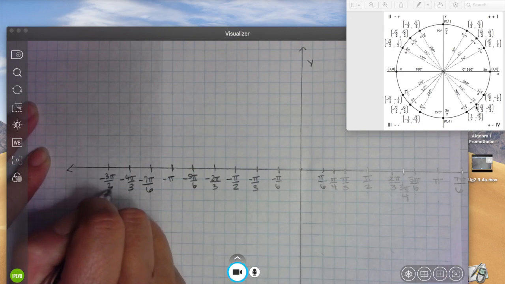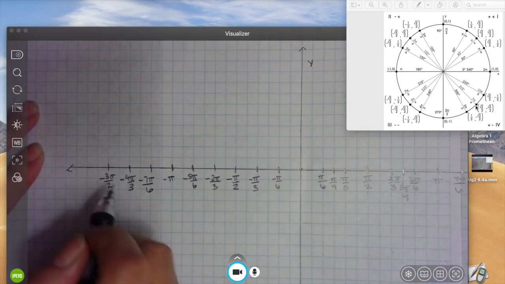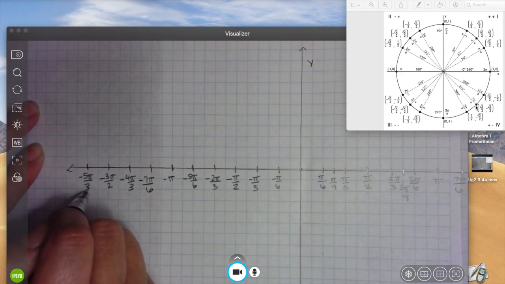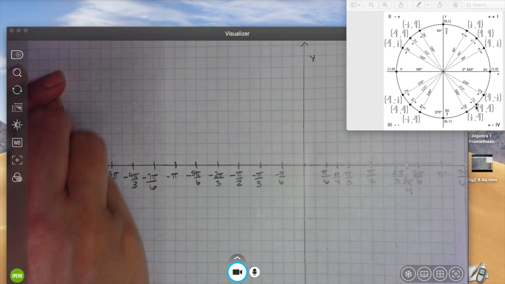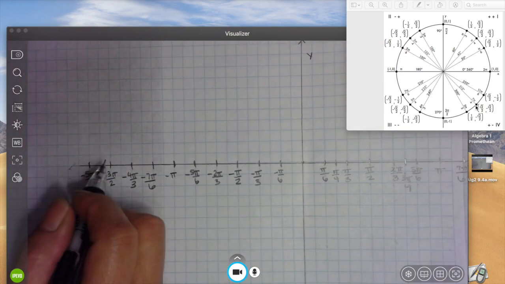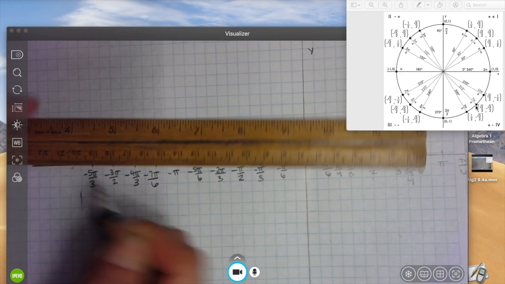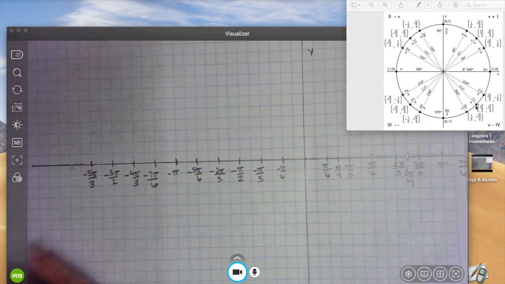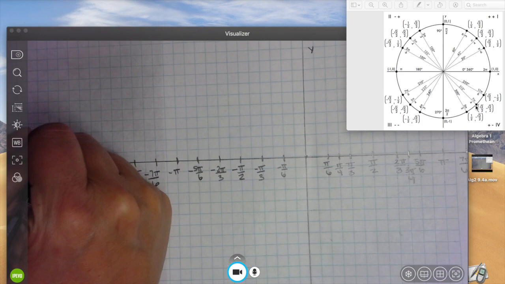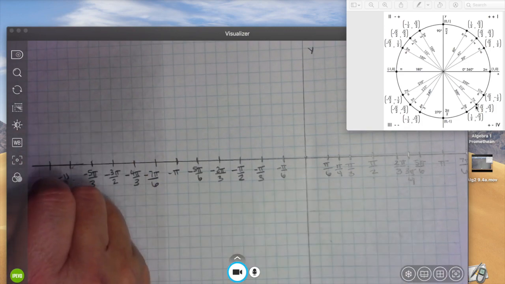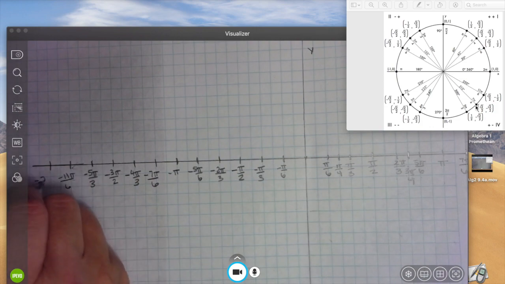negative 5 pi over 3. Let me just finish this. Ran out of space again. So I'm at negative 5 pi over 3, negative 11 pi over 6, and the last one is going to be negative 2 pi. Okay, great. So let's make sure.